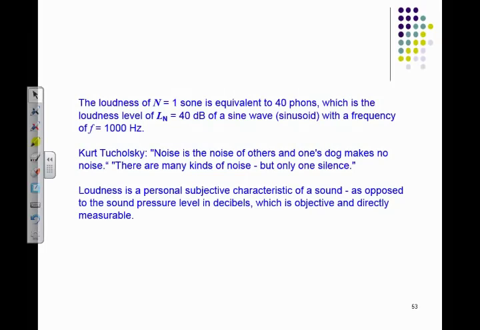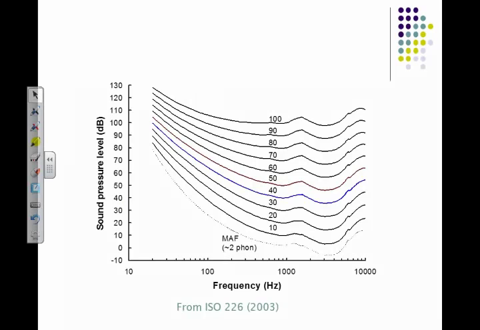Kurt Tucholsky says nicely, noise is the noise of others, and the dog makes no noise. There are many kinds of noise, but only one silence. That's just saying it is a subjective measure. It's a personal subjective characteristic of a sound, as opposed to the sound pressure level, which is objective and measurable.